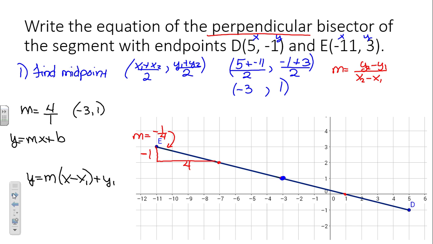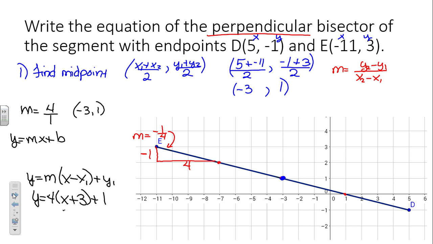Okay? So we say y equals, what's our new slope? 4, right? Times x minus a minus 3. Do a minus minus 3 or change the sign of negative 3. We're going to get plus 3 and then plus 1. There's our equation.